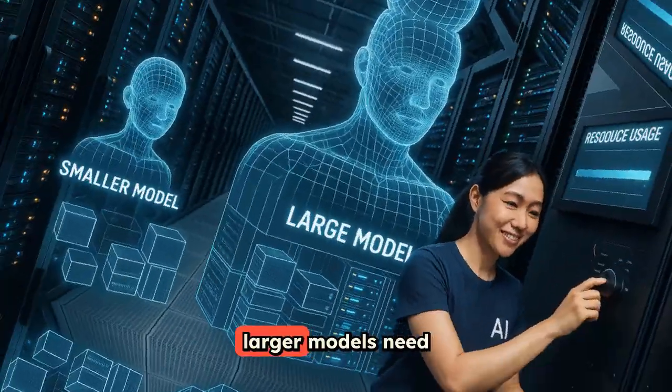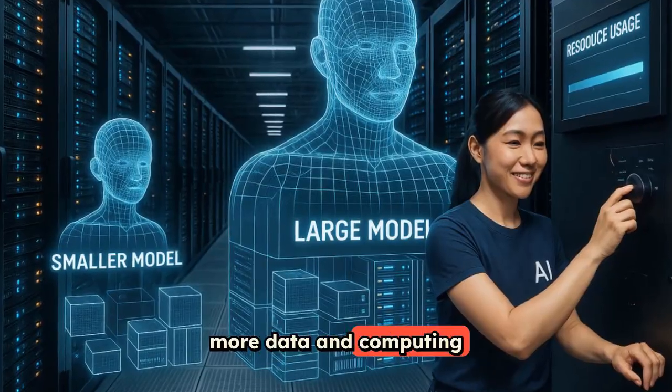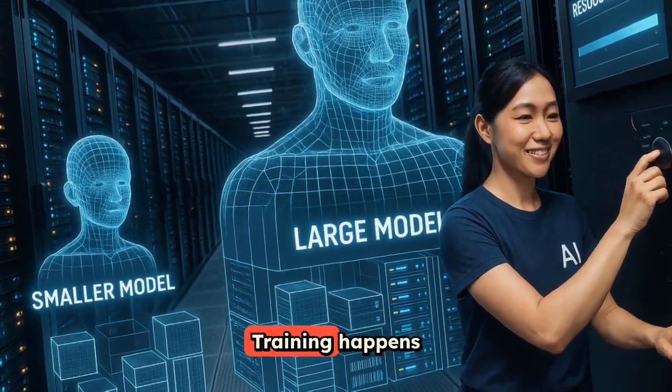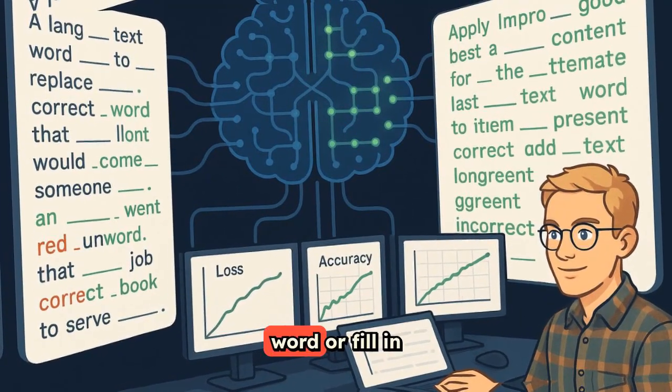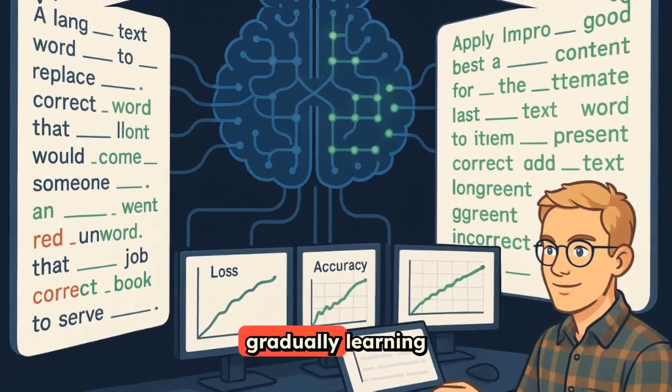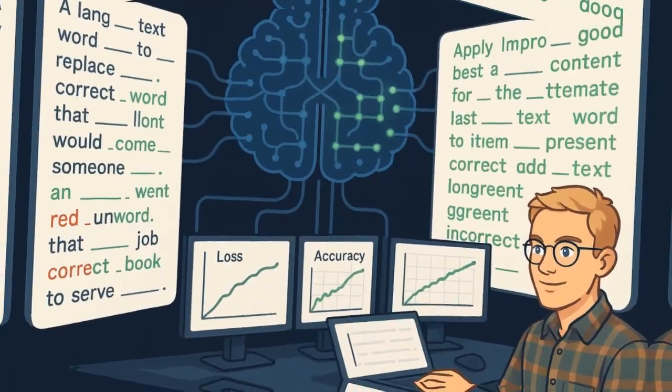But of course, larger models need more data and computing power to train. Training happens on large text datasets. The model tries to predict the next word or fill in missing words, gradually learning to understand language.